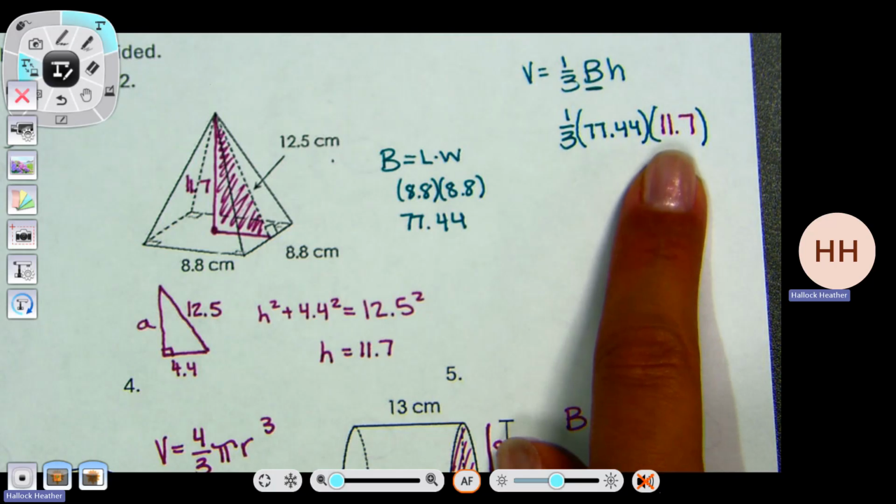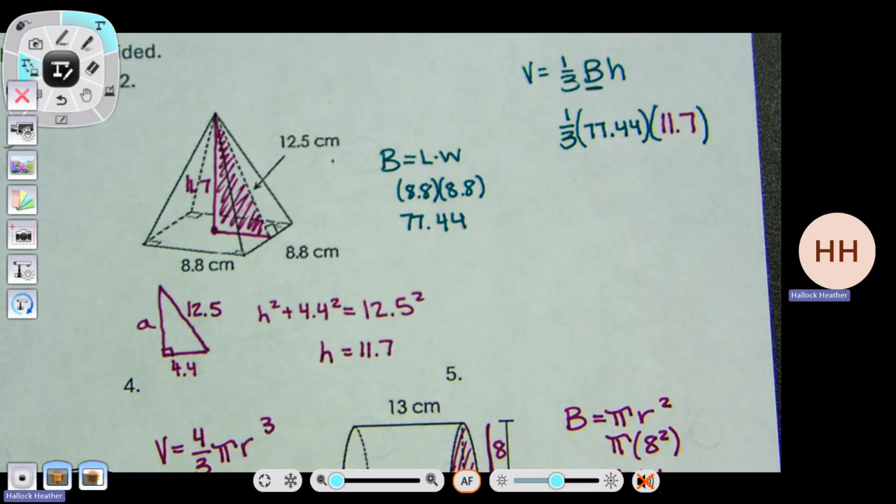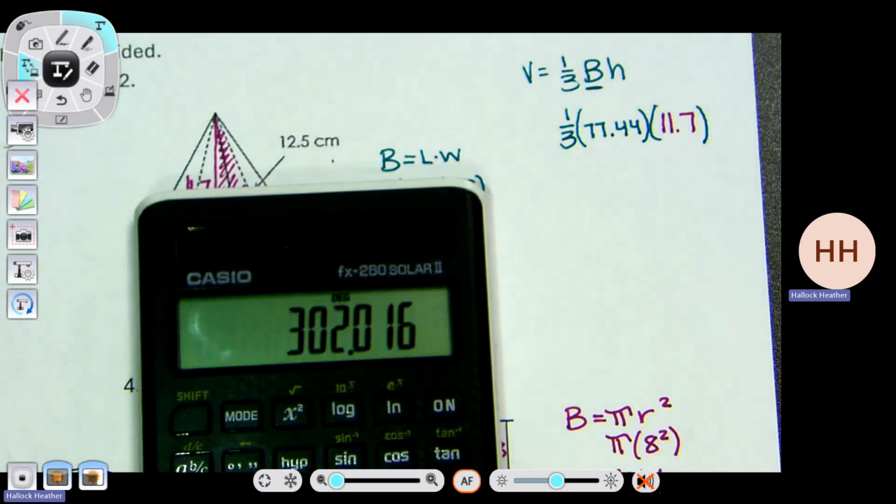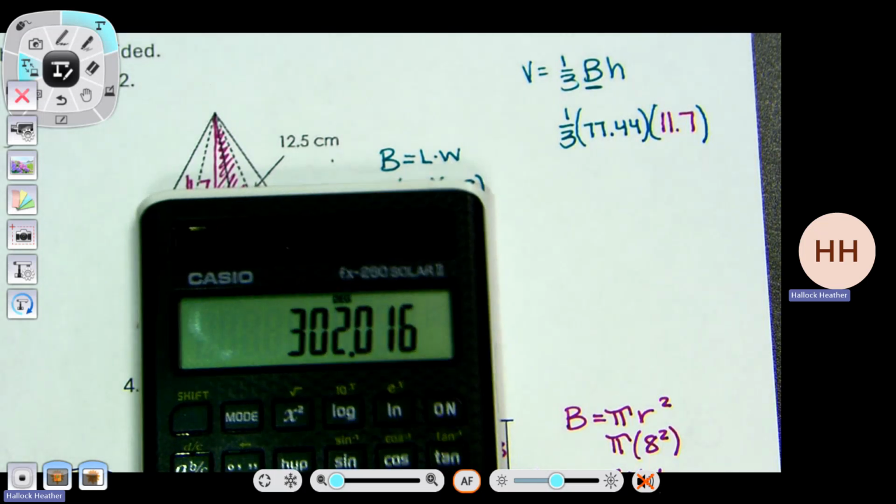We're going to round to, it's just 302 because it's 302.016. So we're just going to say 302.